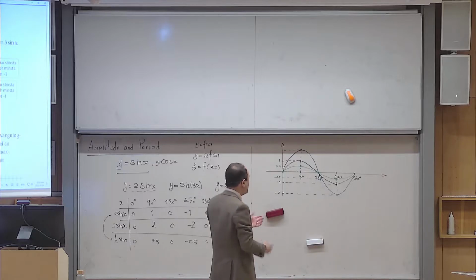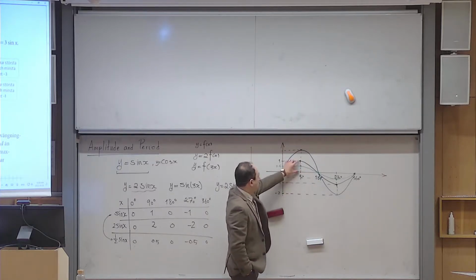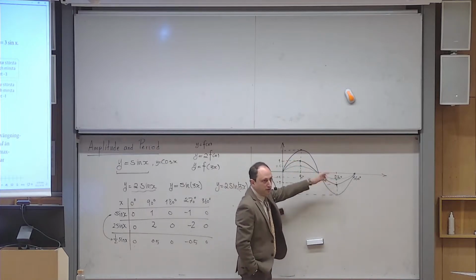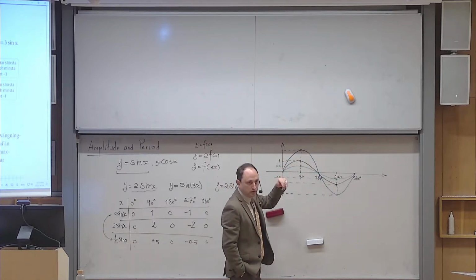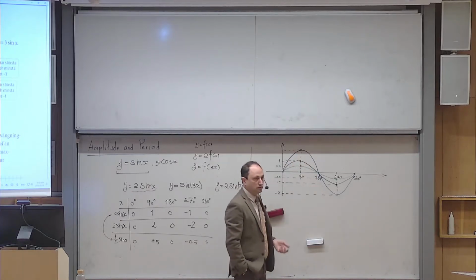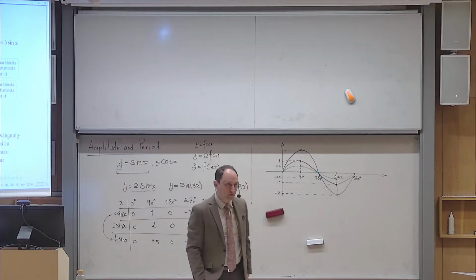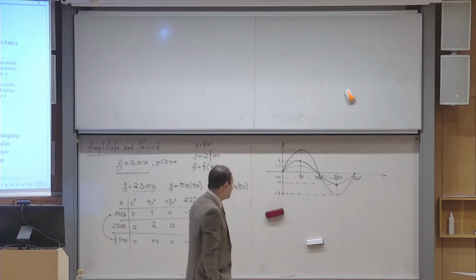So what is the highest deviation for the black curve? 1. So don't say minus 1. By definition, amplitude is always positive, the maximum deviation. So what is the amplitude of the blue curve? 2, and the amplitude of the green one is 1/2. So that's called the amplitude, okay?